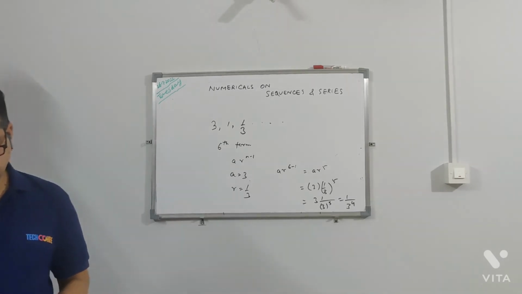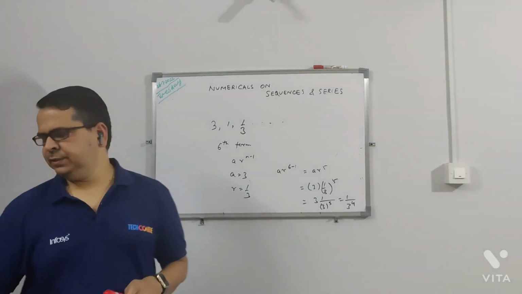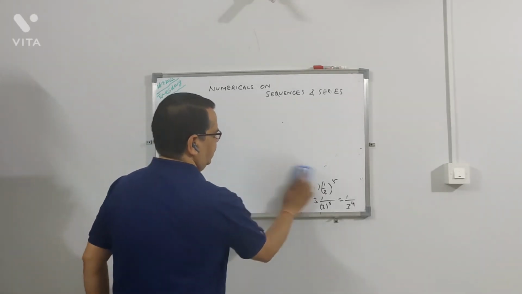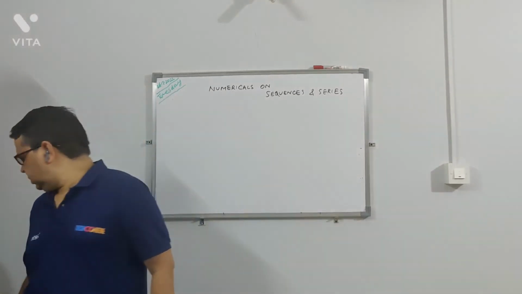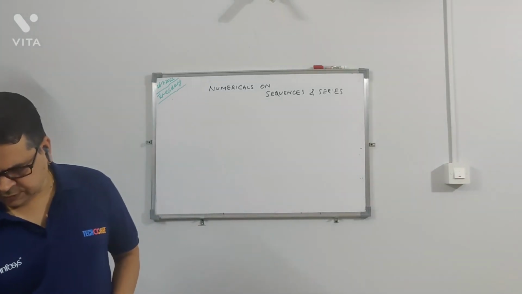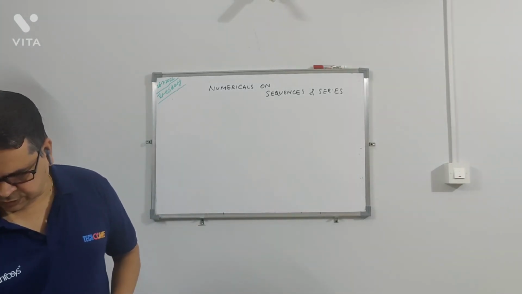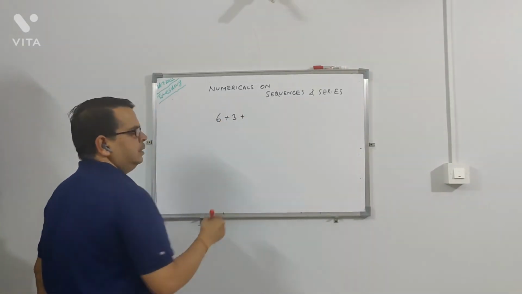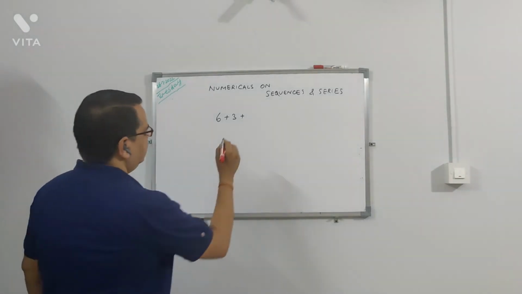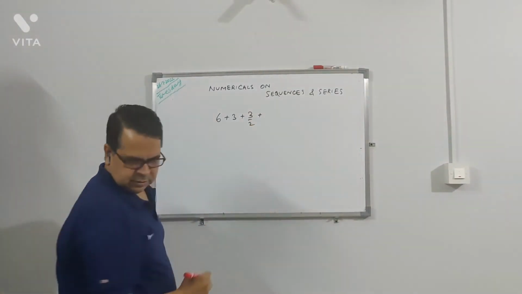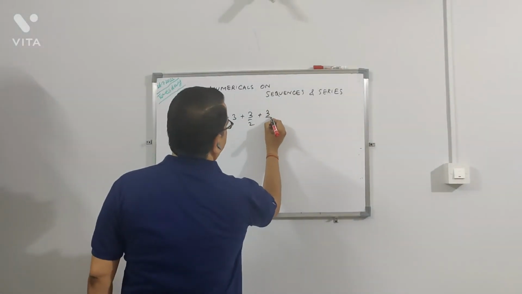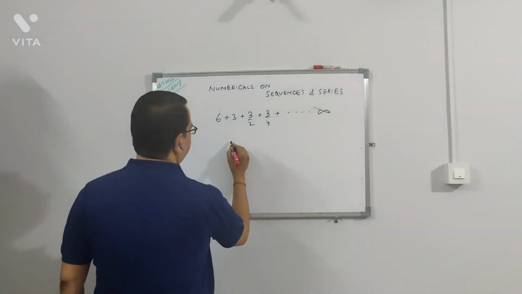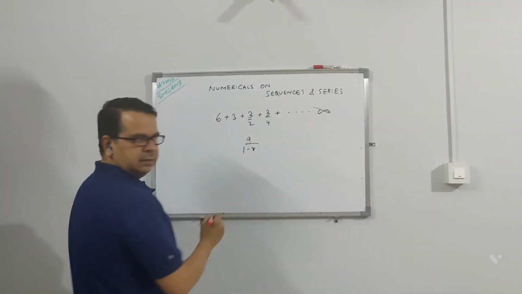So there is one question on infinite series. This is a tricky one. We should remember it. So what is the sum of the geometric series 6 plus 3 plus 3 by 2 plus 3 by 4, like this it goes until infinite? So we know the formula for infinite is a by 1 minus r, right? That's the formula.